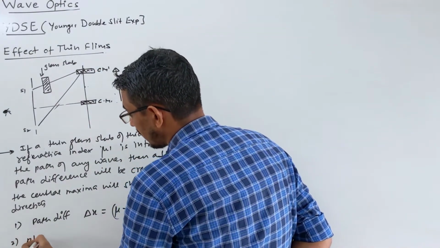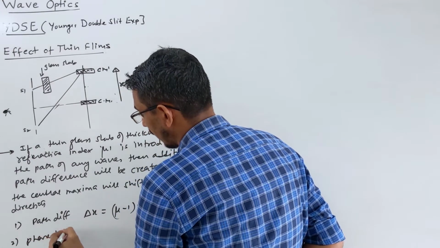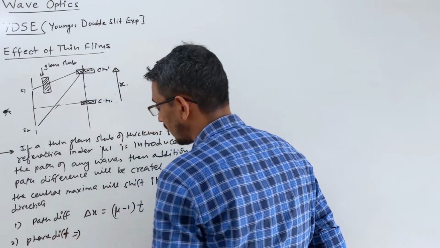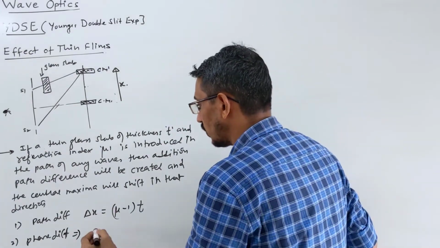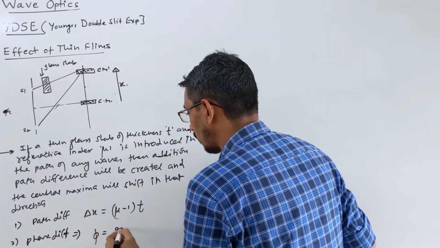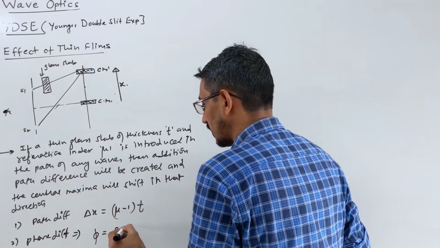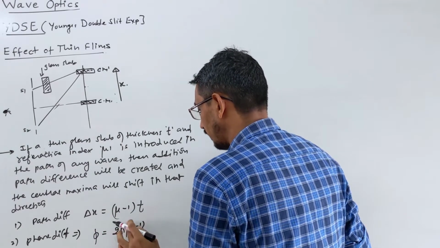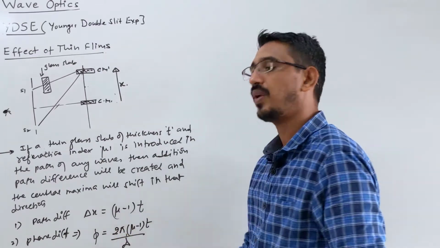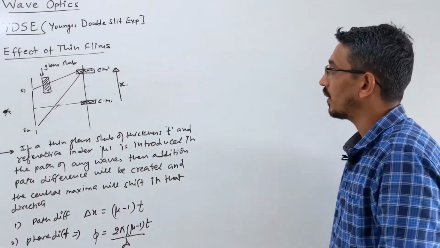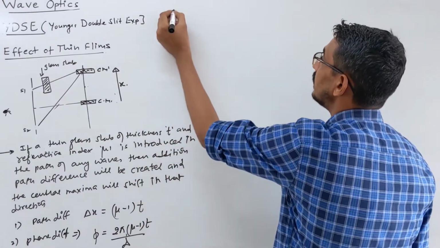Then they can ask you the phase difference also. Yes, you can calculate. We have a formula relating phase difference and path difference: phi upon 2 pi is equal to delta x upon lambda. So your phi is nothing but 2 pi into delta x, where delta x is (mu minus 1) t, divided by lambda. This is your additional phase difference created, right? What else will they ask you?